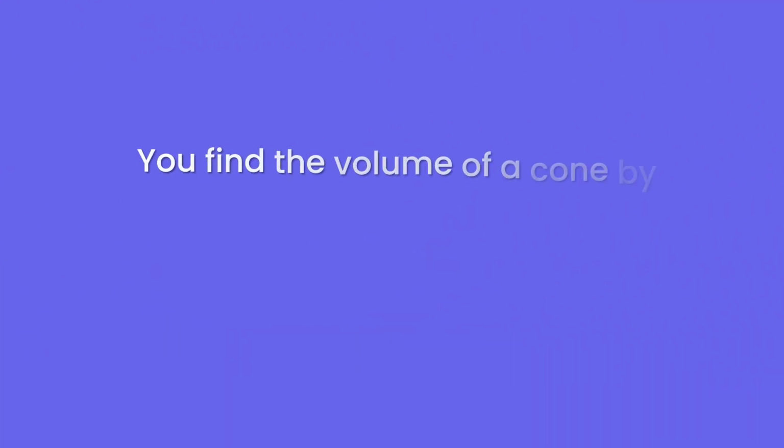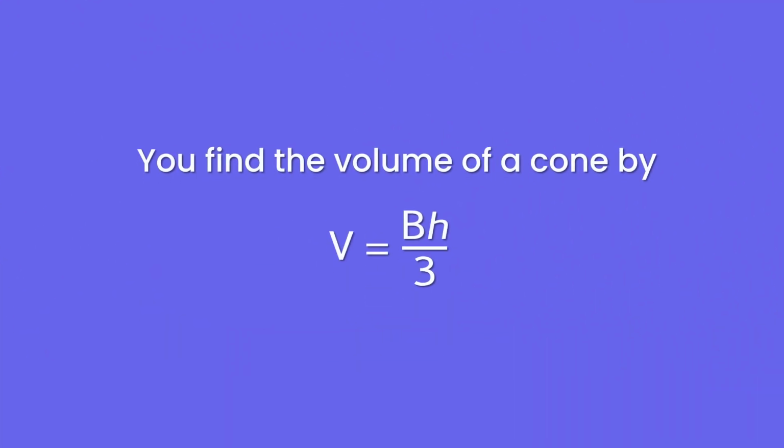You find the volume of a cone by multiplying the area of the base by the height of the cone, then dividing it by 3.